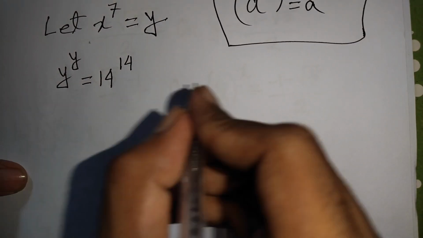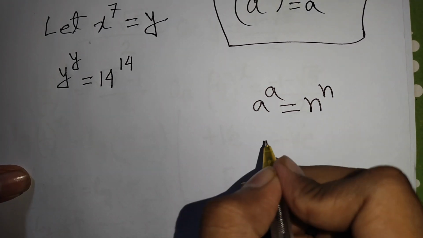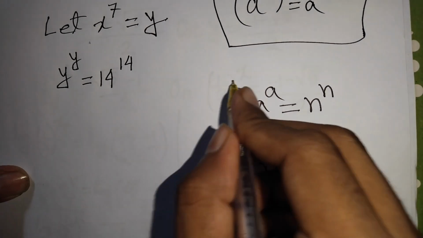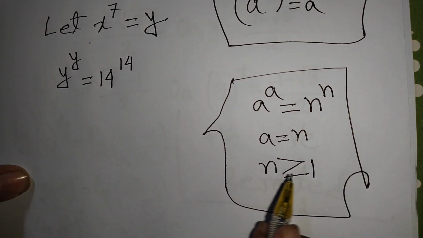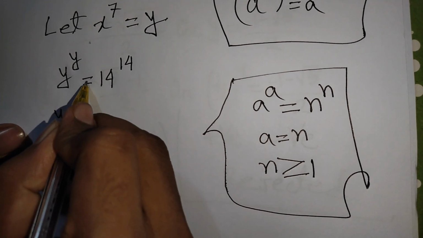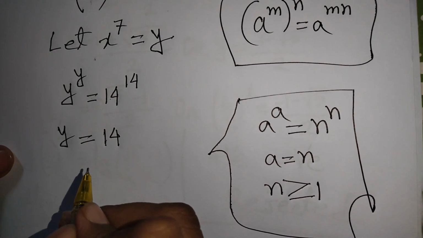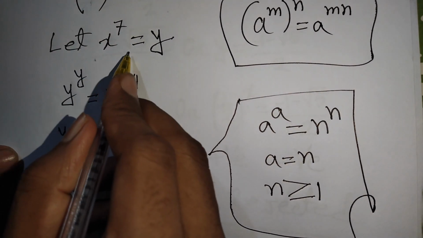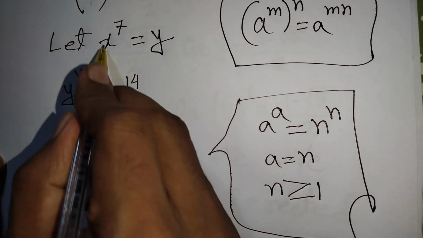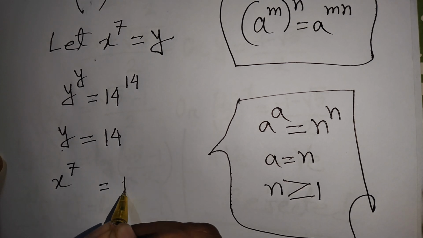Now here you can apply the rule that a^a is equal to n^n, so a will be equal to n where n is greater than or equal to 1. So according to this rule, I can compare here. So it will be y is equal to 14. Now remember that we let x^7 be substituted by y. So y means it will be x^7, which is equal to 14.